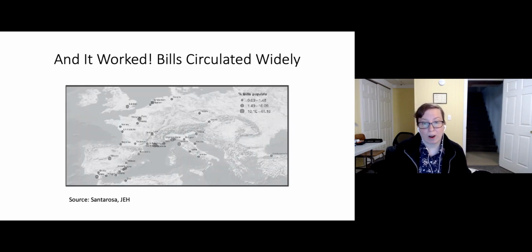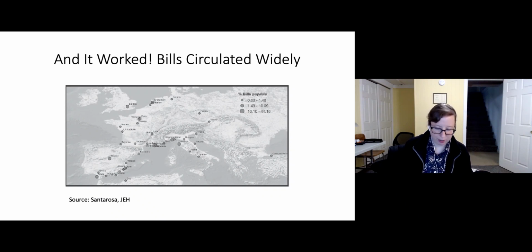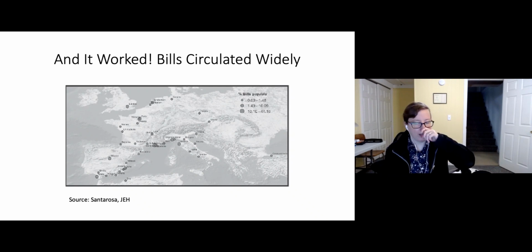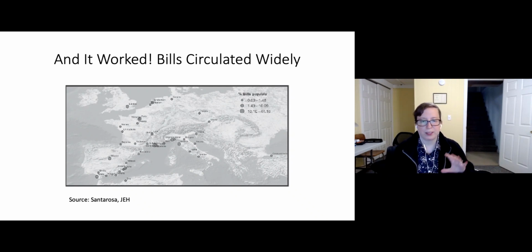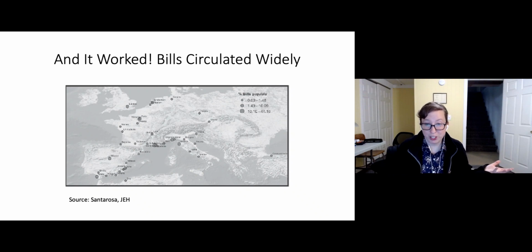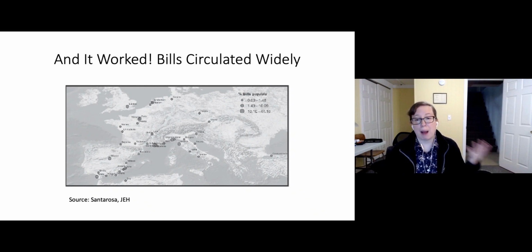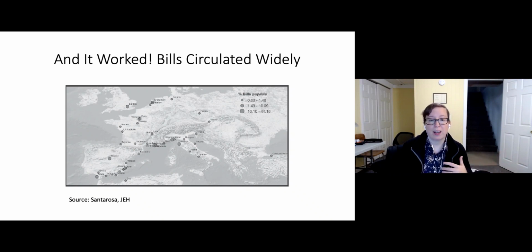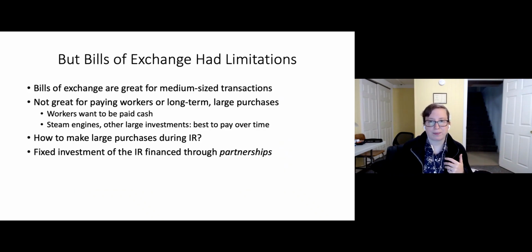And this worked. So this is a map from the Santa Rosa paper. By the way, Veronica Santa Rosa was a classmate of mine at Yale. We're pretty good friends, and she teaches at Michigan Law School now. So this is from her paper in the Journal of Economic History, where she actually maps out how far bills circulated. So Veronica, when she was in grad school, went to archives all over Europe, and she did something that nobody had really done before, which is she collected original bills of exchange and mapped out how far they went and how they worked. And she found that they circulated really far and could have long endorsement chains.